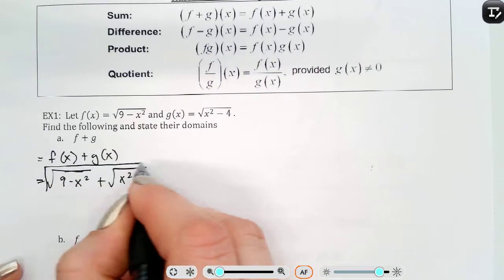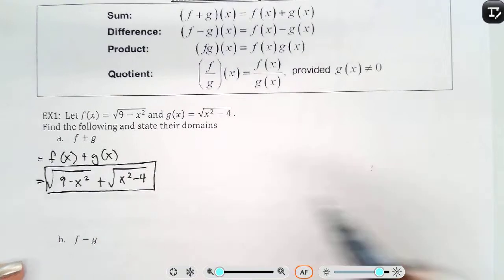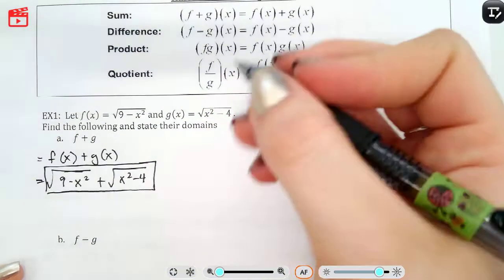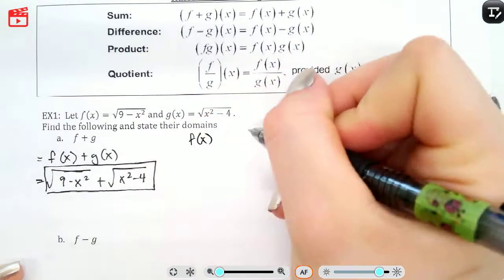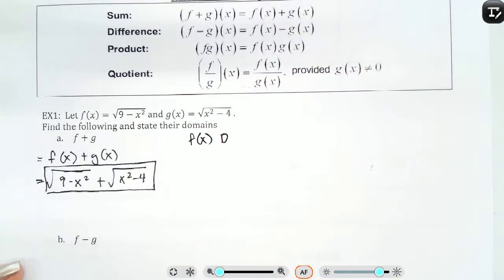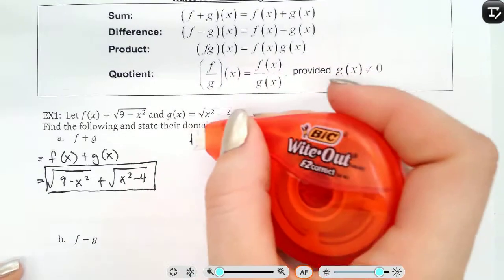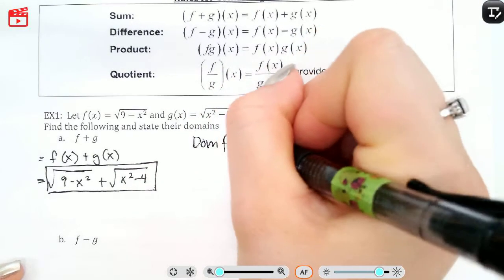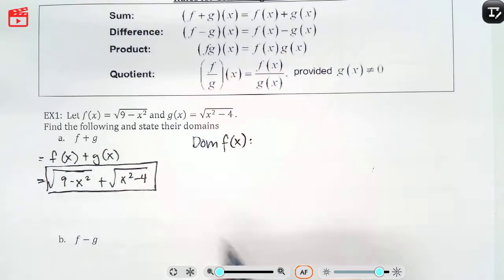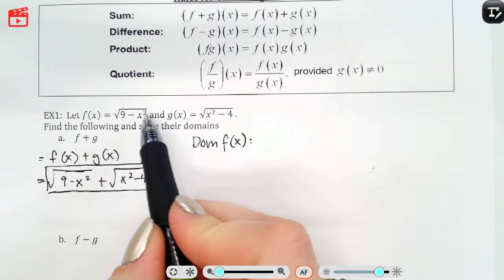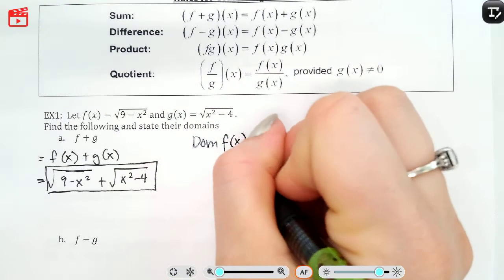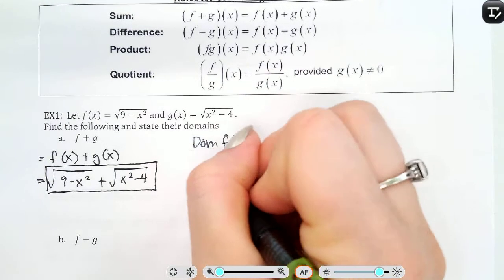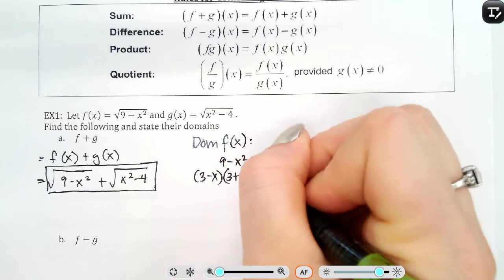But I need to take a look at what their domain would be. So what is the domain of this one? Let's say f of x, domain. Let me just write domain. So the domain of f of x, let's find this. The restriction is that this quantity needs to be greater than or equal to 0. So 9 minus x squared needs to be greater than or equal to 0. Factoring, I get 3 minus x times 3 plus x greater than or equal to 0.